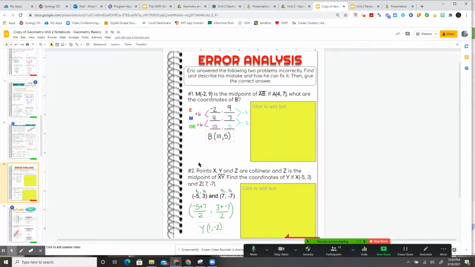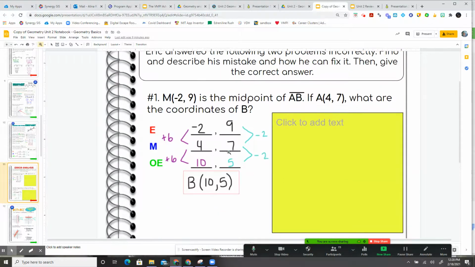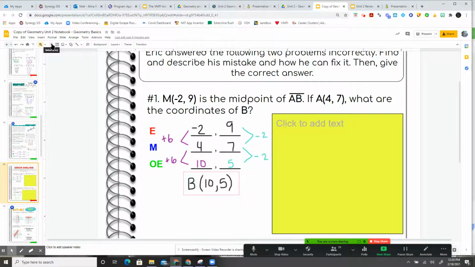Here on slide 11, what mistake was made? What's wrong here? You need to switch the first 2 coordinates with the second 2 coordinates. You absolutely do. That middle point has to go in the middle. So -2 and 9 and 4 and 7. I need an end point, a middle point, and then I can find the other end point.